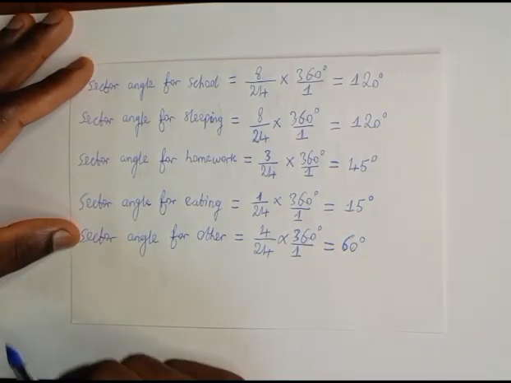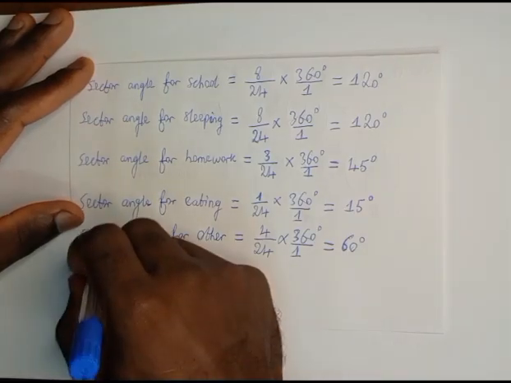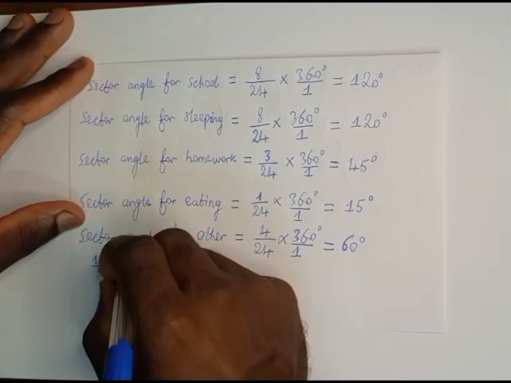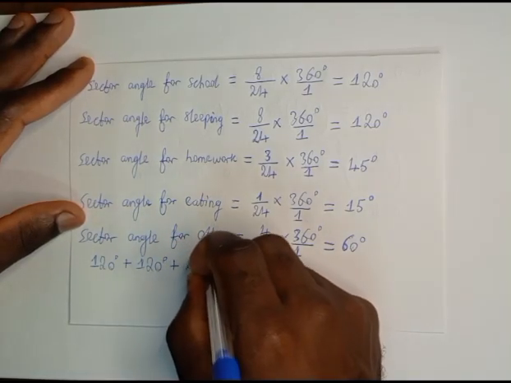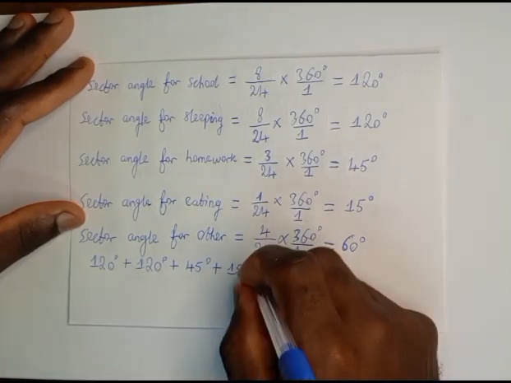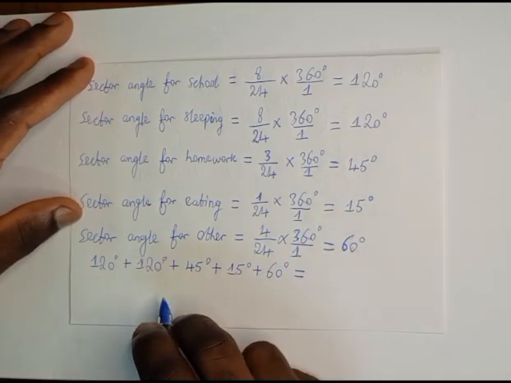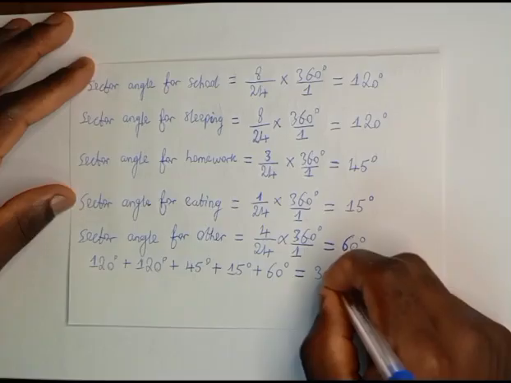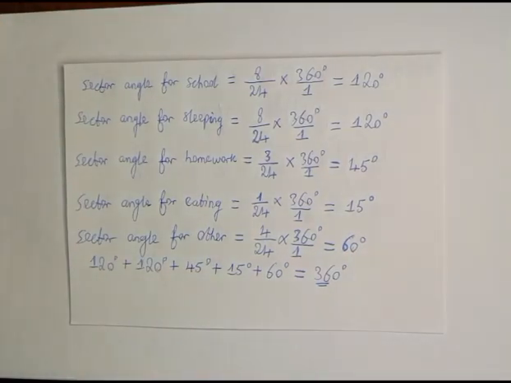If we sum the sector angle for all the activities, it must be equal to 360 degrees. Let's verify. We take 120 degrees plus 120 degrees plus 45 degrees plus 15 degrees plus 60 degrees. This will be equal to 360 degrees. Next, we have to represent this on a pie chart.